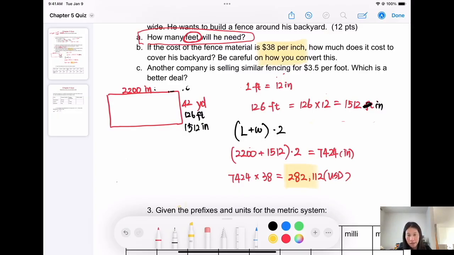Okay, last, another company is selling similar fences for $3.5 per foot, and which one is the better deal?